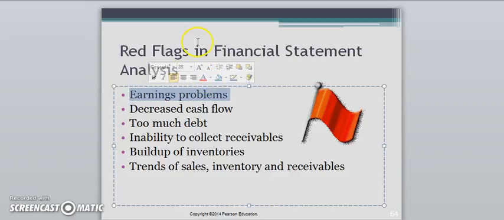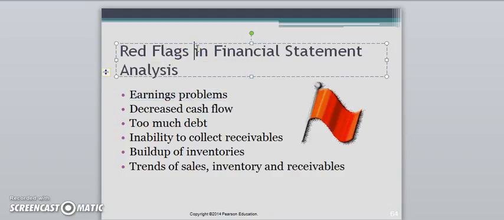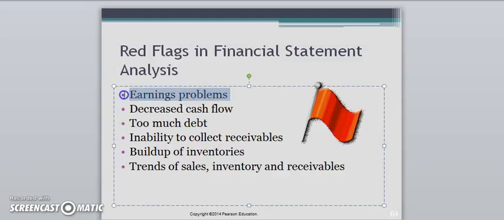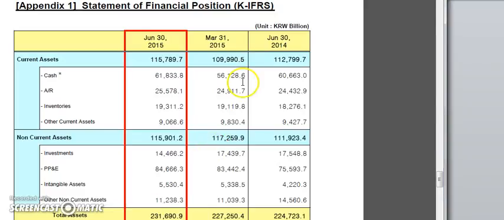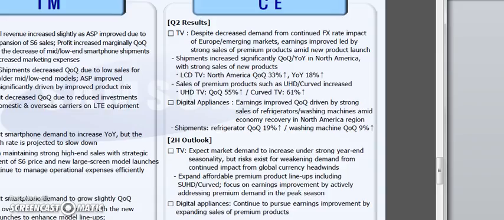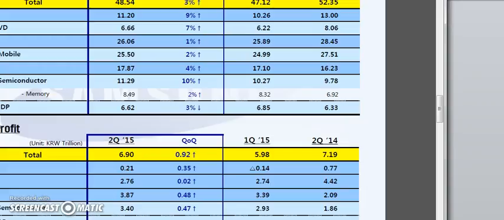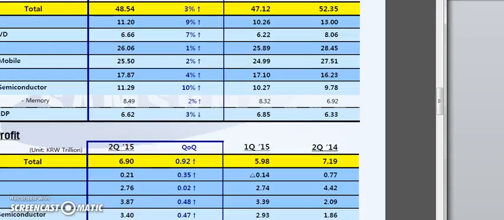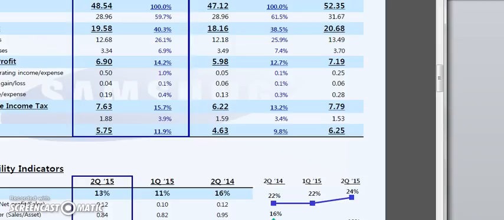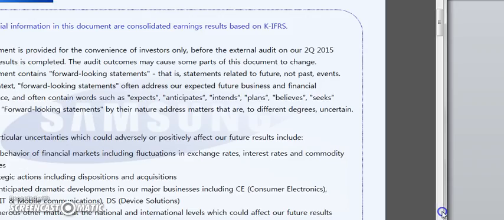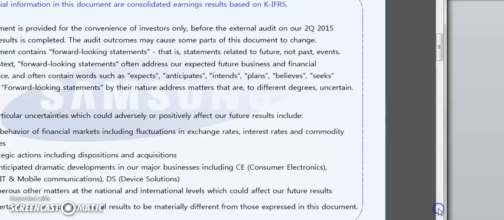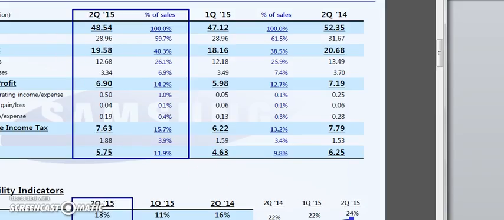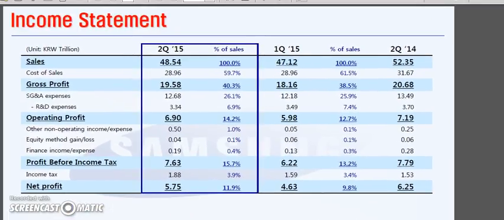For example, we've been looking at Samsung and Apple, and remember we were saying that there's a problem, or rather what we're seeing in Samsung. Let me go back and find their income statement. Here we go, here's the income statement for Samsung. I'm just going to see if I can get this screen to shift over.